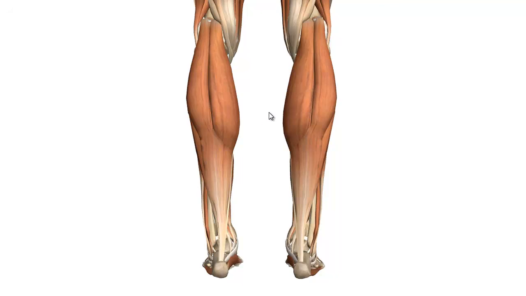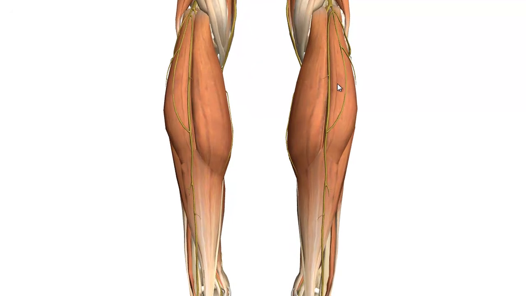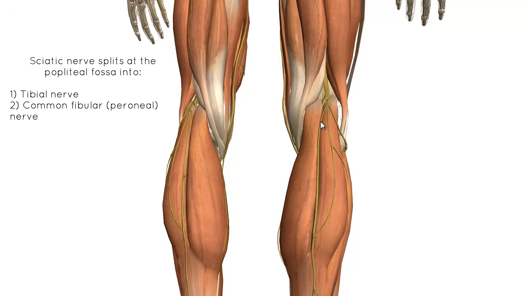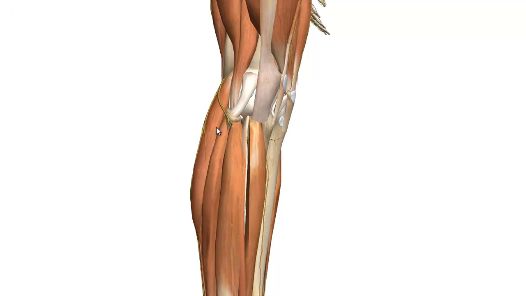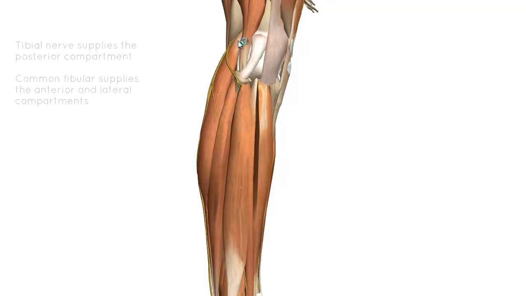Just briefly, a quick word about innervation. If I bring in the nerves, looking here at the popliteal fossa, you can see the sciatic nerve, and it splits into two main branches. You've got the tibial branch of the sciatic nerve, and you've got the common peroneal branch, the common fibular branch of the sciatic nerve. The tibial branch supplies the muscles of the posterior compartment, and the common peroneal nerve, which winds round laterally here, innervates the anterior and lateral compartments of the leg.